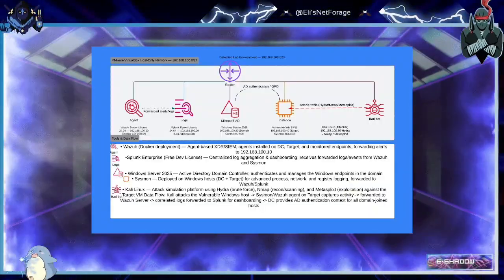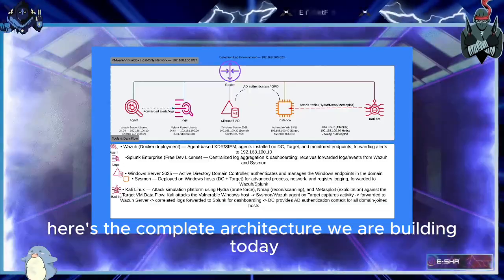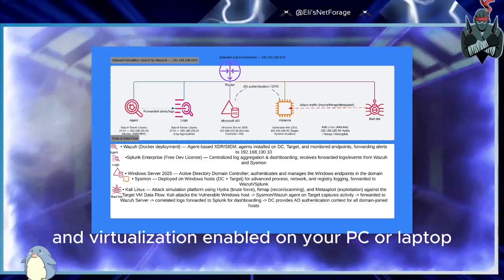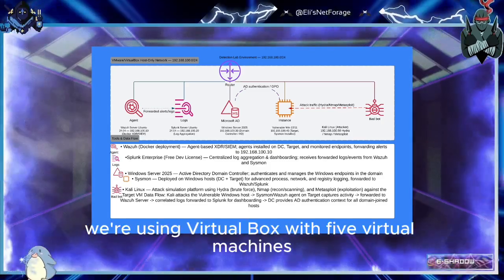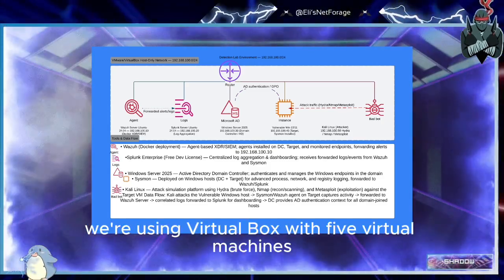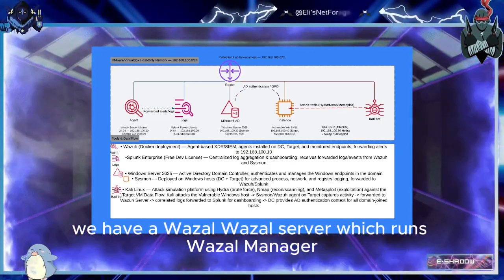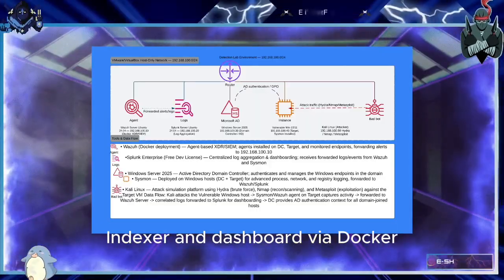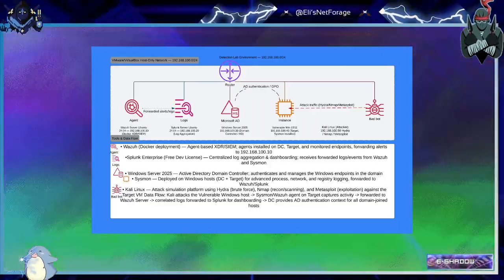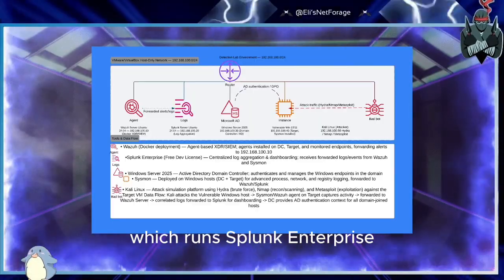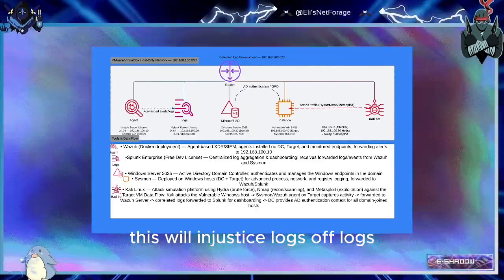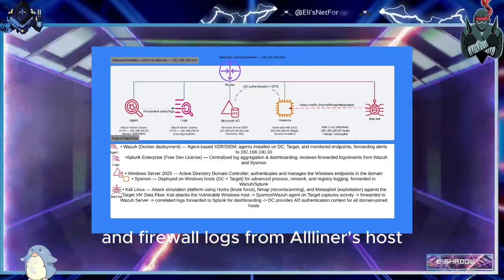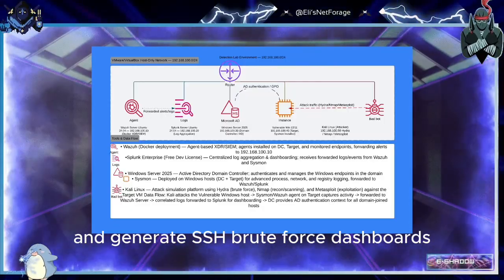Here's the complete architecture we are building today. You will need at least 16 gigabytes of RAM and virtualization enabled on your PC or laptop. We're using VirtualBox with 5 virtual machines. We have a Wazuh server which runs Wazuh Manager, Indexer, and Dashboard via Docker. We also have our Splunk server, which runs Splunk Enterprise. This will ingest syslogs, auth logs, and firewall logs from all Linux hosts and generate SSH brute force dashboards.